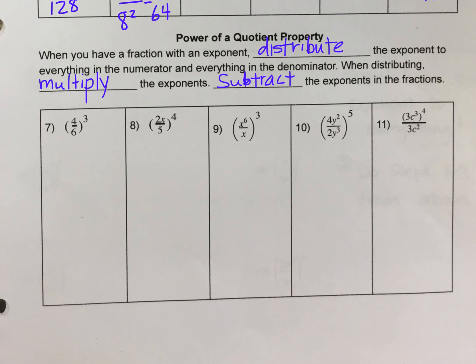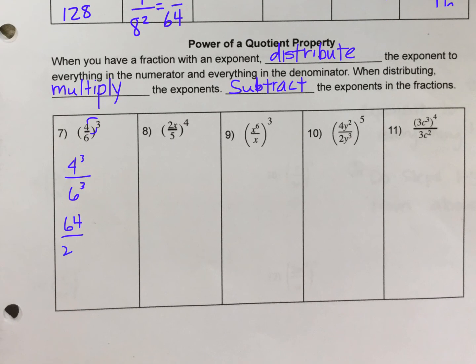So I've got this 4 over 6 to the 3rd power. That means everybody gets a turn. 4 to the 3rd over 6 to the 3rd. If you type that straight in your calculator, you will get 64 over 216. And then if you reduce that, you get 8 over 27.